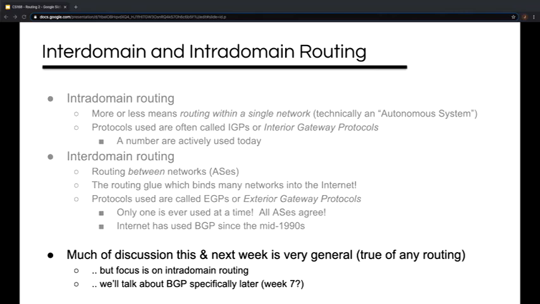So much of the discussion this week and next week is really very general. It's going to be true of any routing. But the focus for these 2 weeks is on intra-domain routing within a particular network. And we're going to talk about BGP specifically later, I believe it's now going to be week 7.